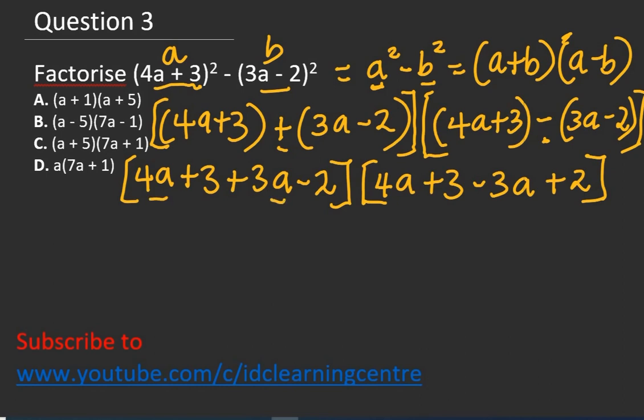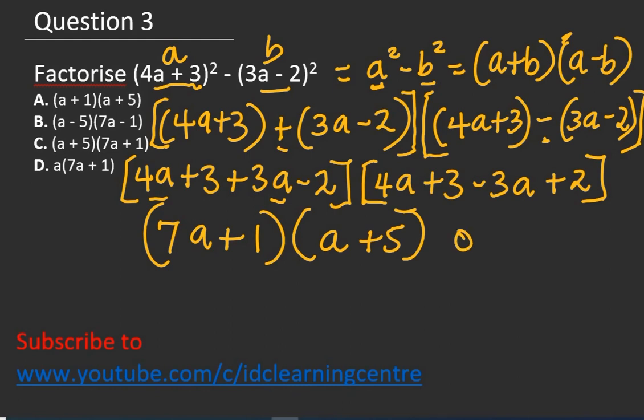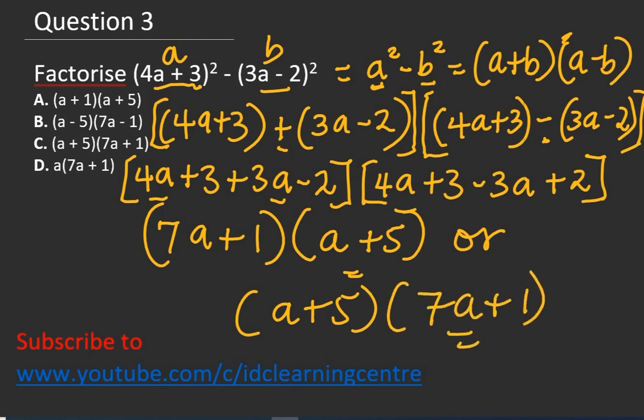4a plus 3a will give me 7a, plus 3 minus 2 will give me plus 1. Now for the next one, 4a minus 3a will give me 1a, which is the same thing as a, plus 3 plus 2 will give me plus 5. So this is the answer, or I can rewrite this, bringing this first as a plus 5, close bracket, open bracket, 7a plus 1. If you look at the options, the right option is C.